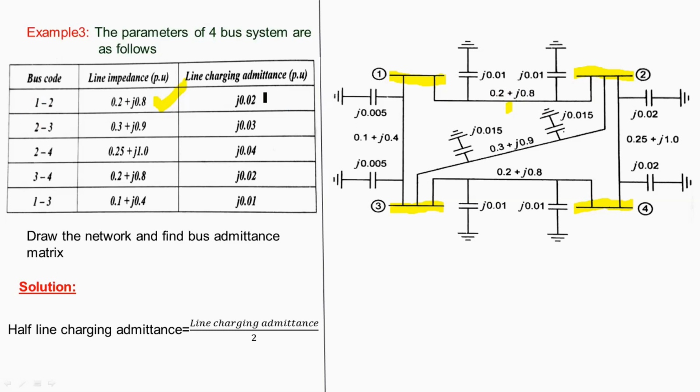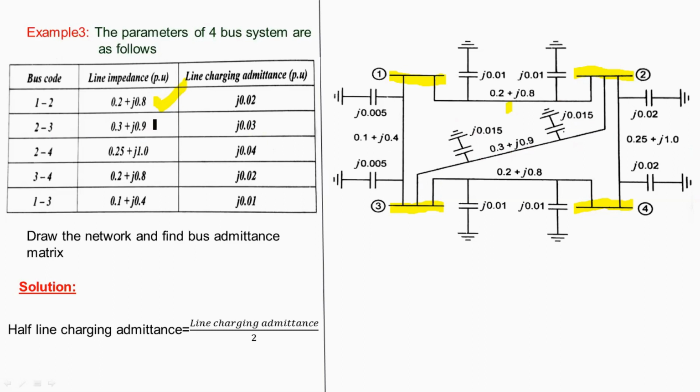Divide the line charging value by 2, so the half line charging admittance is j 0.1 at each end. This is the transmission line equivalent circuit. Then the second impedance, 0.3 plus j 0.9, is connected between buses 2 and 3. The half line charging admittance is j 0.03 divided by 2, that is j 0.015 at each end. This is another equivalent circuit of a transmission line.